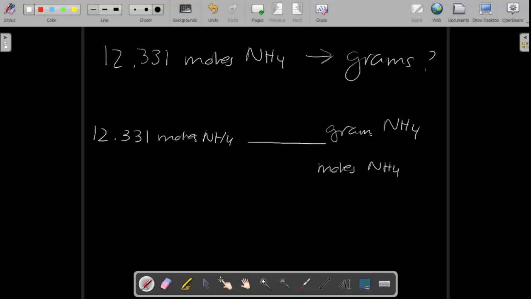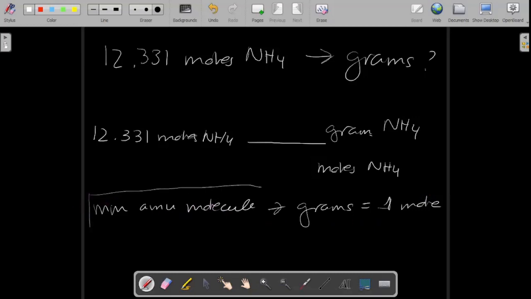It's the same thinking that we have been doing. If I find the molecular mass in AMUs for that molecule, and then I call it grams, I know I have 1 mole of that substance. This is our thinking process. Then let's find the molecular mass in AMUs for that specific molecule. So my molecular mass for ammonia equals, I need to find my nitrogen in the periodic table.